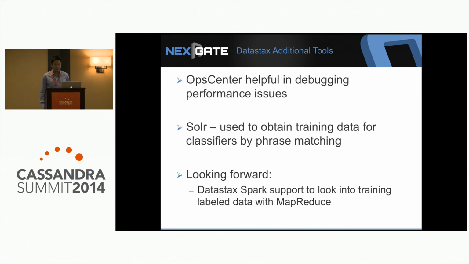Just to end with a couple of things, OpsCenter has been extremely useful in helping debug performance issues. Solr's been useful in looking to train our new categories as they come in, and then we're looking forward to using Spark to train our labeled data with MapReduce.